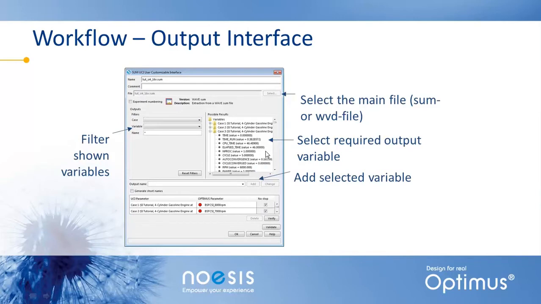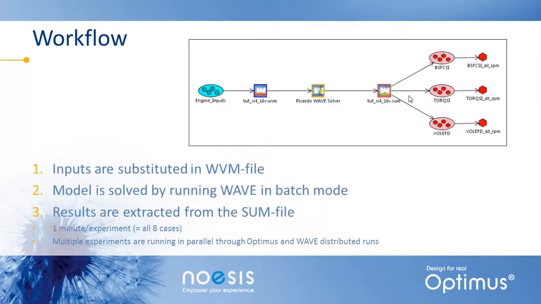The same works for the definition of the outputs. We have file parsers for both the sum files and for the WVD files. You just have to load the file, pick the variables, and select them as optimization variables. How this works exactly, I will show in a live demonstration after this case study. So the resulting workflow looks like this. It literally takes less than 5 minutes to set this up.